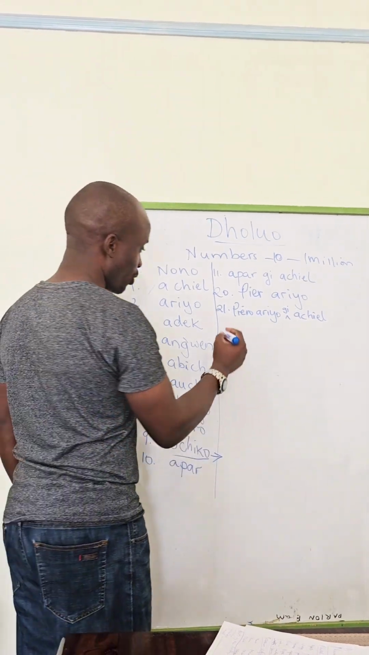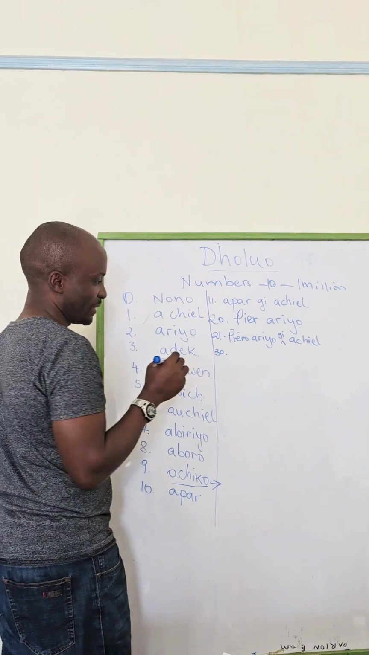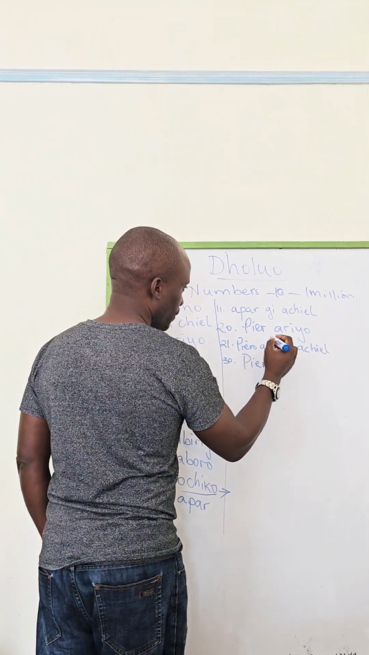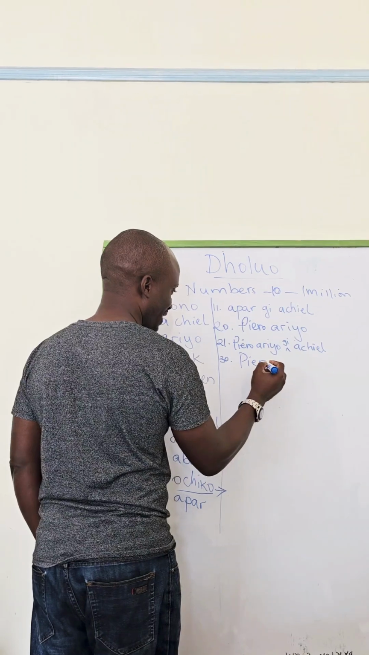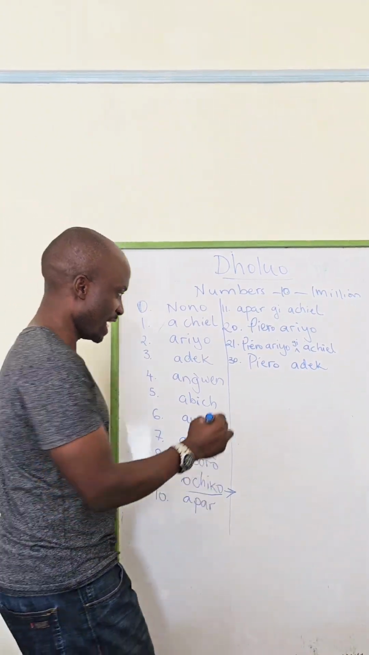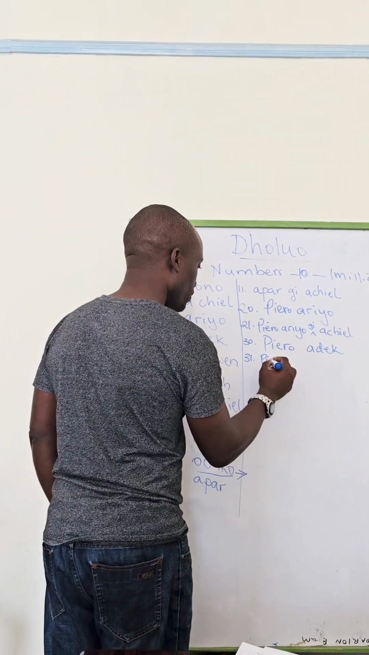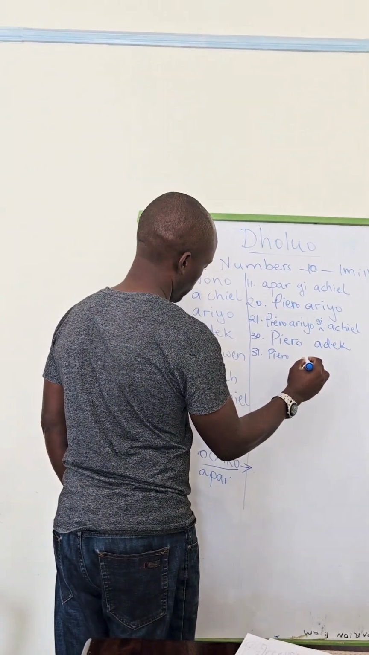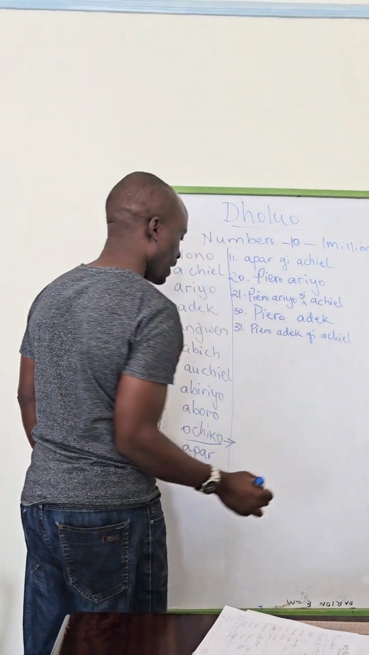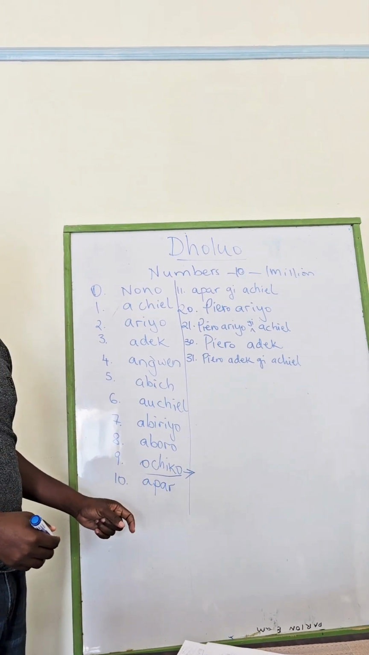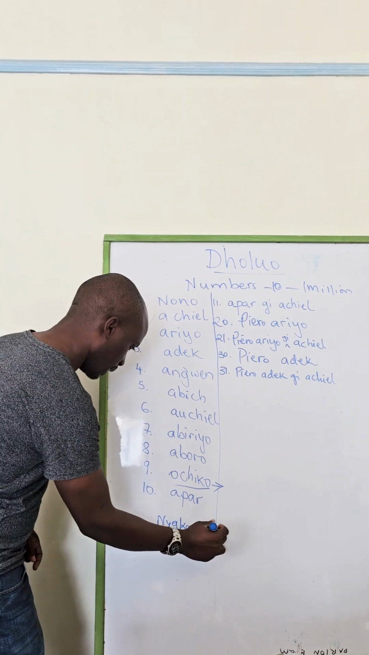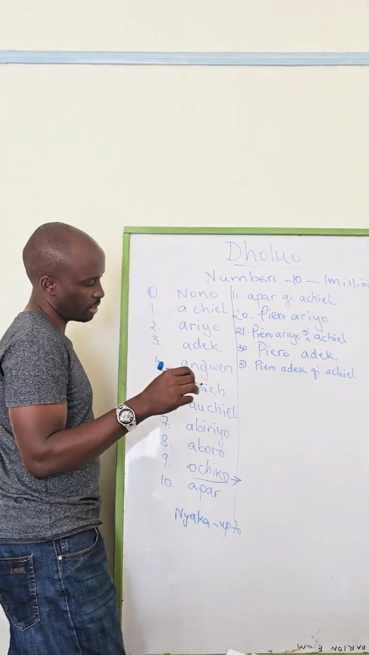When you finish Pierariyo gi Ochiko, you go to now again another repetition here. Remember that Pierariyo was 20. This now should be Piero Adek. Again, 31 would be Piero Adek gi Achiel. Nyaka means up to. So Pieradek gi Adek, Pieradek gi Ang'wen, nyaka Pieradek gi Ochiko.